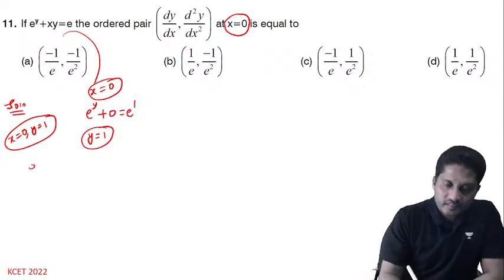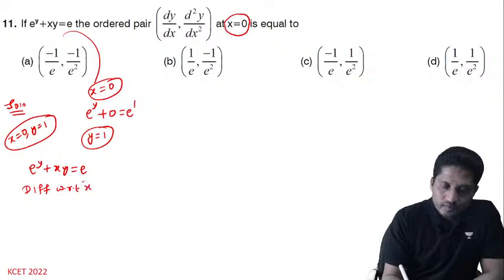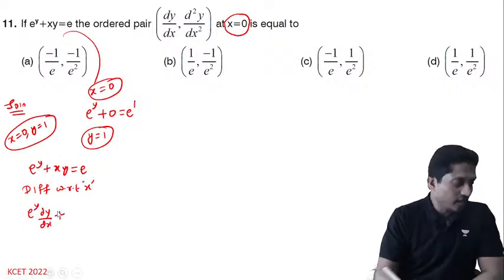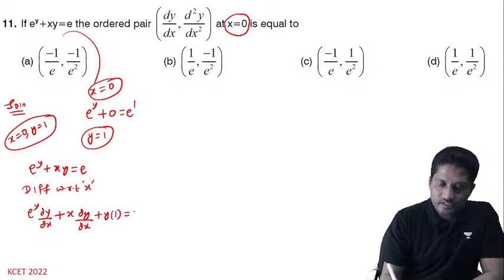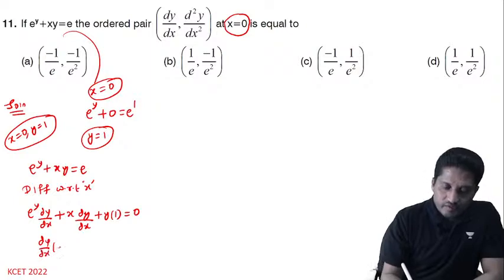Now let us differentiate e power y plus xy is equal to e. If I differentiate with respect to x, e to the power of y into dy by dx, plus I'm going to use u into v. First function is x, differentiation of y is dy by dx, plus second function is y, and differentiation of x is 1, and differentiation of e is 0. I'm going to take dy by dx common. Left out is e power y plus x is equal to minus y.